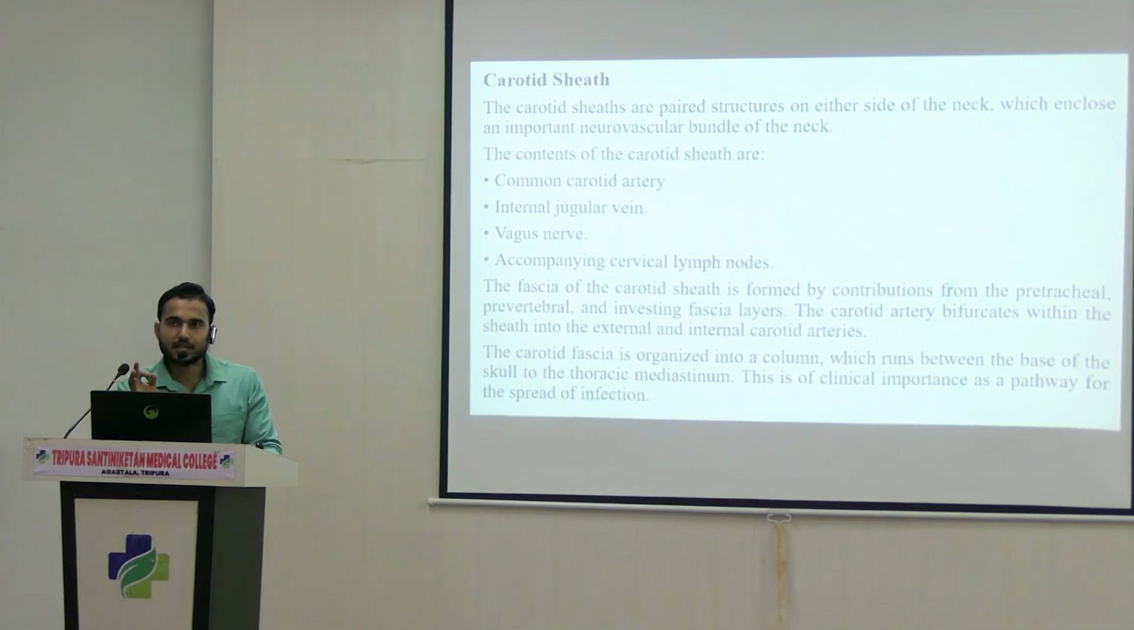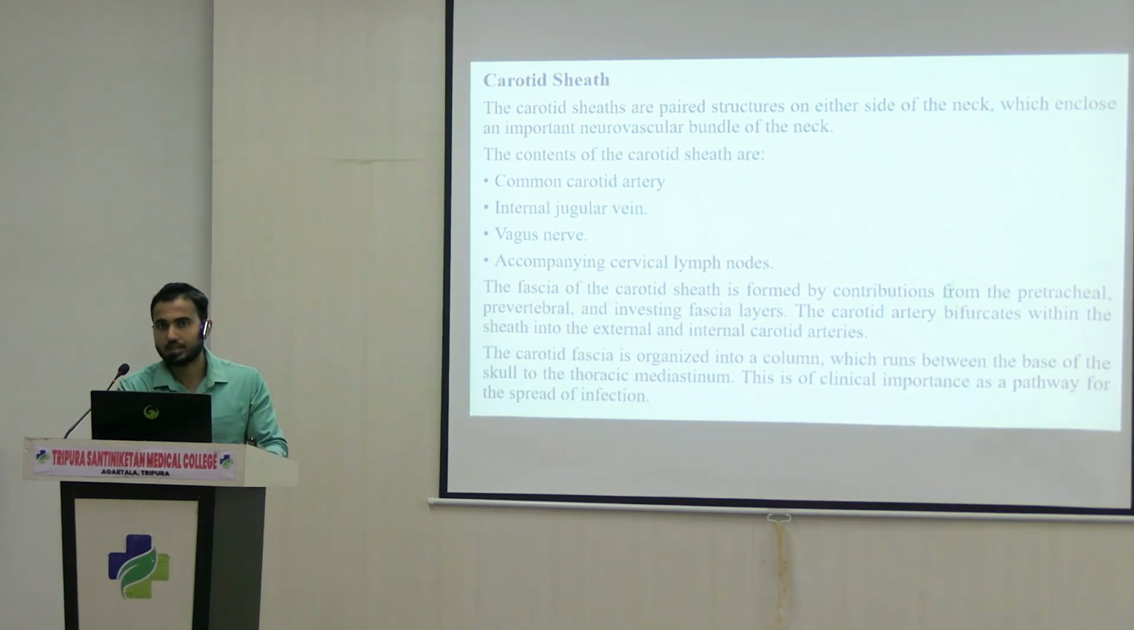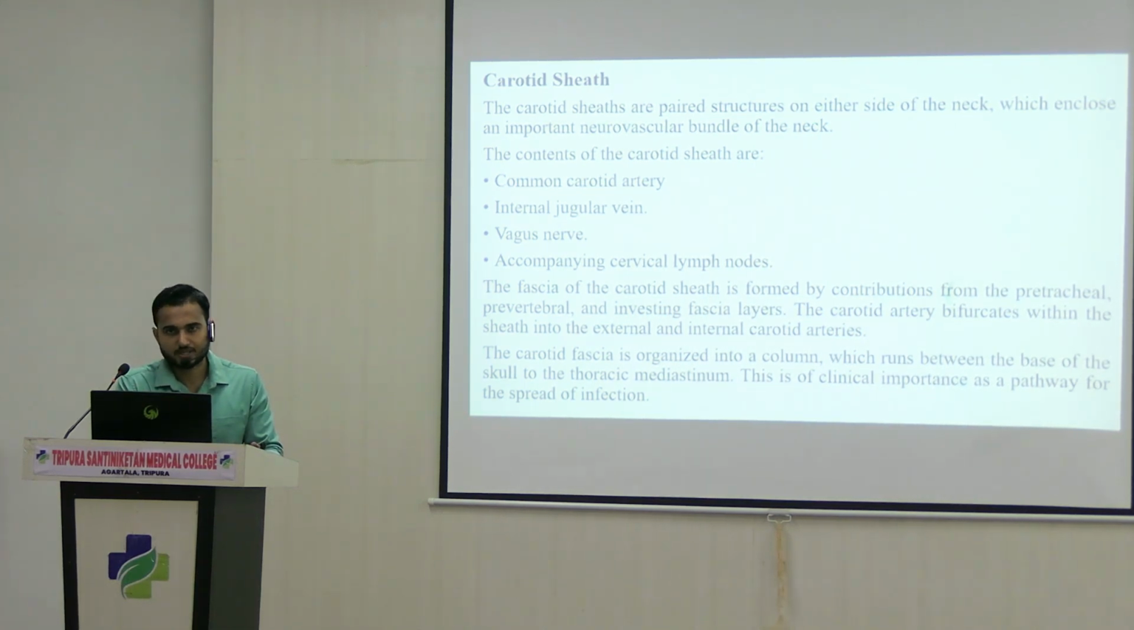So medially is the artery, laterally is the vein, and in between these two structures the vagus nerve is situated. Next, there are some other structures, but those are not situated inside the sheath. Some structures are situated anteriorly and some posteriorly. Anteriorly, we are getting the Ansa Cervicalis, and posteriorly, the sympathetic trunk or sympathetic chain is present. Along with that, accompanying cervical lymph nodes are also there.